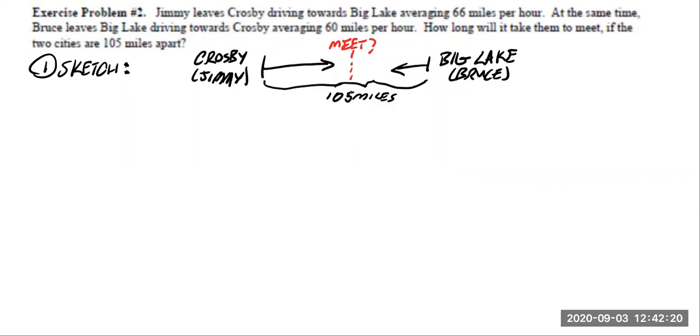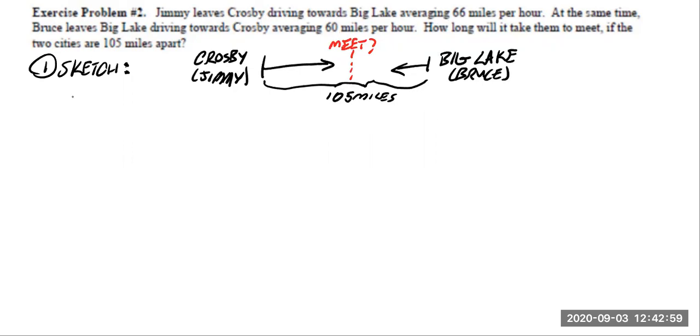And what I did, just so I understood the question, and again, this is our first part, understand the question, is I sketched the situation. So in Crosby, Jimmy's leaving and he's heading towards Big Lake. And then Bruce at the same time is leaving Big Lake and heading towards Crosby. They're going to meet somewhere, but they can't meet right in the middle because Jimmy's going a lot faster than Bruce is, or averaging a faster speed. But I do know that the distance between Big Lake and Crosby is 105 miles. So when I do this, I'm understanding the situation. That's what the sketch is for.